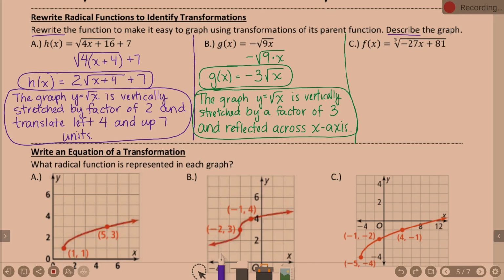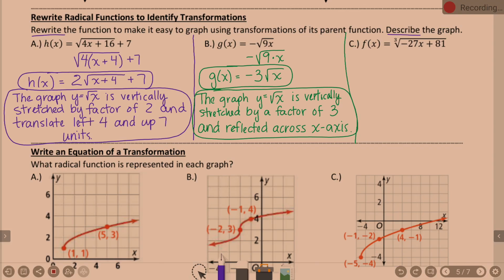C. What do you notice on C? Cube root. We're talking cube roots instead of square roots. That's good to know, right? What do you see in common as a GCF under our radical sign? What'd you say? Negative 27. I'm going to factor out a negative 27.